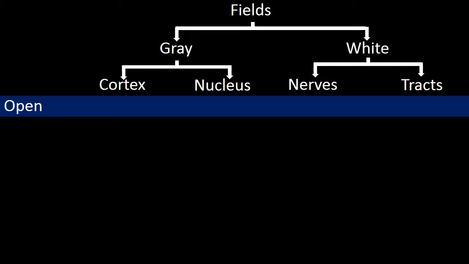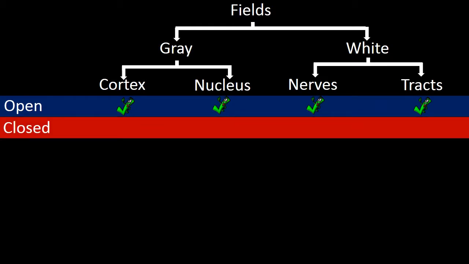Electrical fields can be classified as open when they are detectable beyond the confines of the structure generating them. Open electrical fields are found in cortices, nuclei, nerves, and tracts. Electrical fields can be classified as closed when they can only be detected within the structure generating them. They are only found in the gray matter in the nuclei.